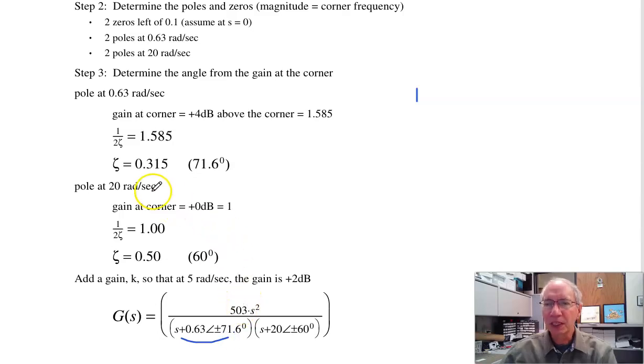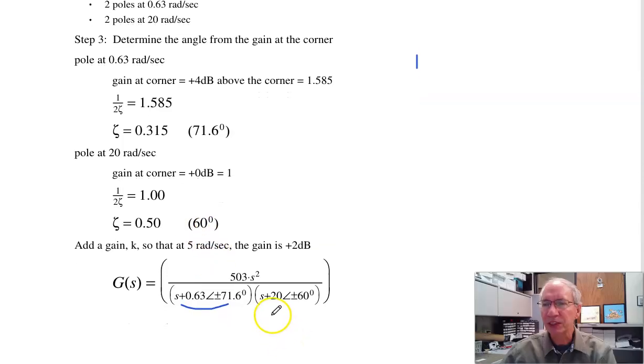The pole at 20, gain at the corner is right at the corner, up 0 dB, or 1. 1 over 2 zeta is 1. Zeta is 0.5, or 60 degrees. There's the second pole. I've got two zeros to the left of 0.1, call it 0.